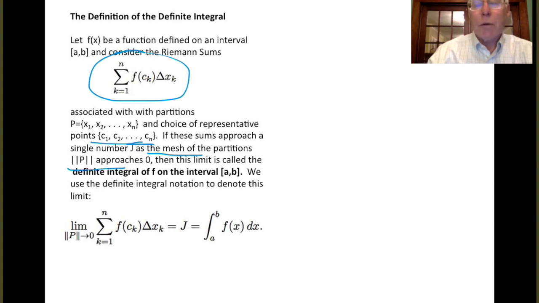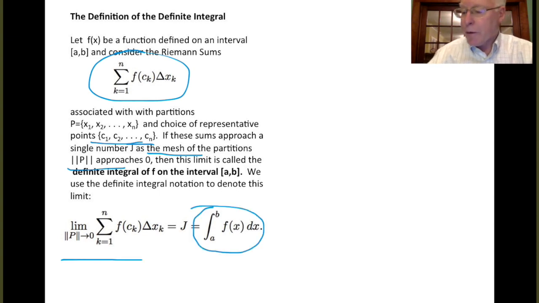We use the integral notation, which we see down here, to denote this value or this limit. And so here in summary is what our limit looks like. There's the Riemann sum. We want to see what happens as we let the mesh of the partition go to zero. Again, that means the rectangles are getting thinner.